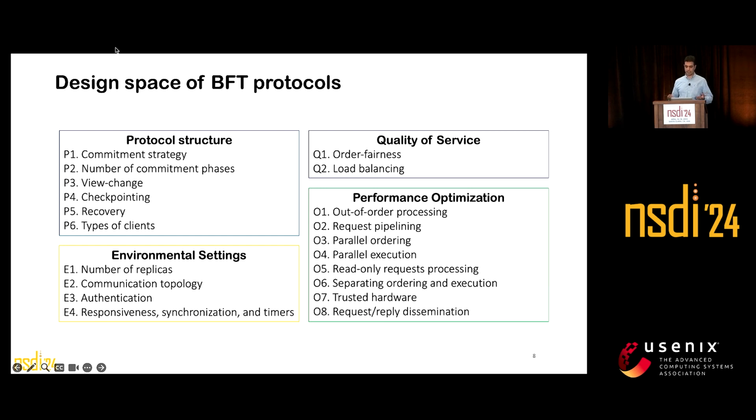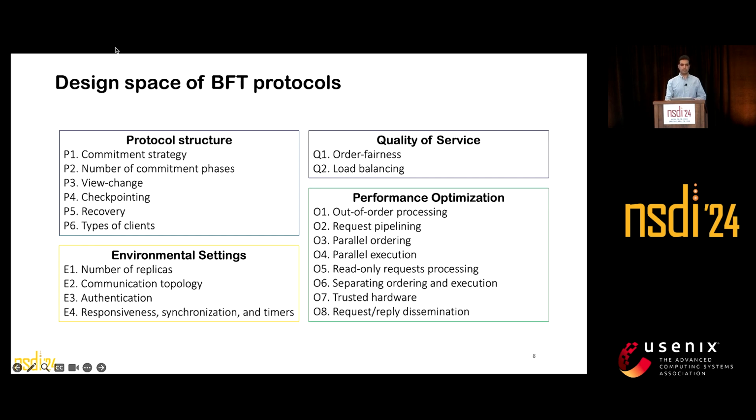Talking about environmental settings, we can think about the number of replicas, whether 3f+1, 5f+1, 7f+1. The communication topology, whether it is a star communication where we have linear communication complexity, or it is a clique where we have n² complexity, or it could be a chain topology, or even a tree topology, so different topologies that we can consider. The authentication is based on MACs or signatures or threshold signatures. Whether a protocol is responsive, what are the different timers that we can use. And then talking about quality of service, whether a protocol provides order fairness or provides load balancing or not. And there are many performance optimizations.